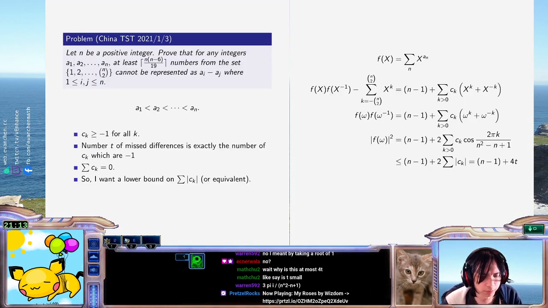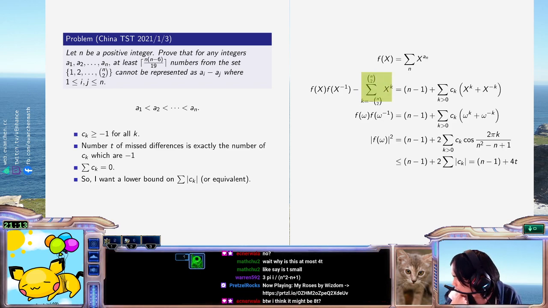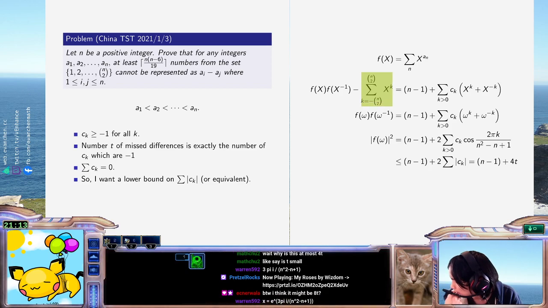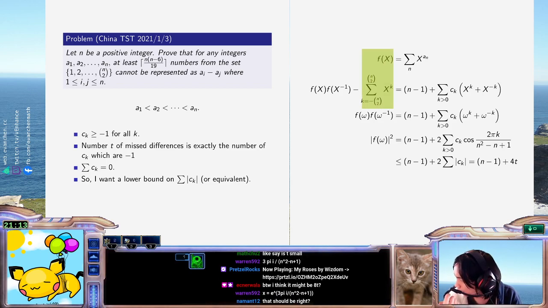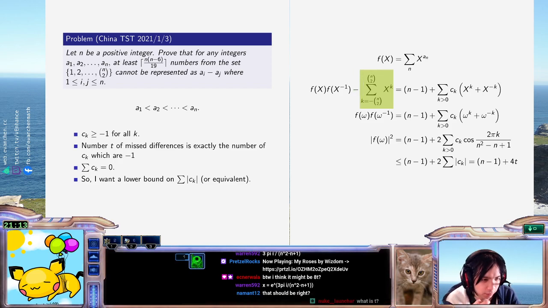Did we take the wrong root? Someone said n squared plus n minus 1 was the correct root earlier. God damn it. If I take this to be... Wait, but then this is... That doesn't help me. If you take x close to 1, it won't do anything. You need to take a... Like, the whole point of this approach was that this sum was supposed to vanish, right?